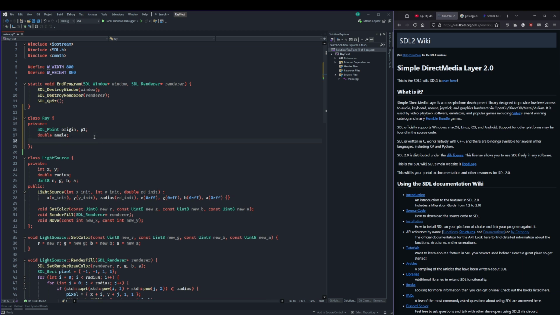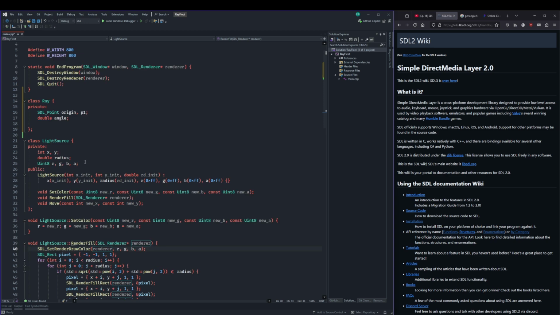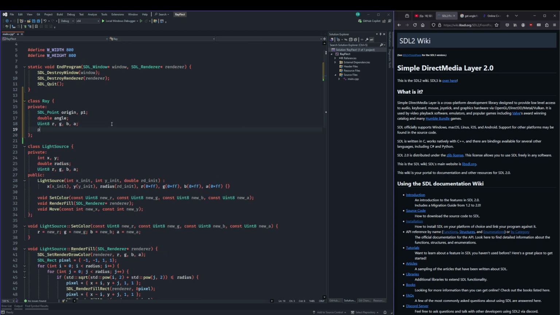Let's see. So double angle and also a color. Since we are going to use the same set render draw color function here, we are also going to have RGBA, so 4 channels. So let's just copy and paste this here.